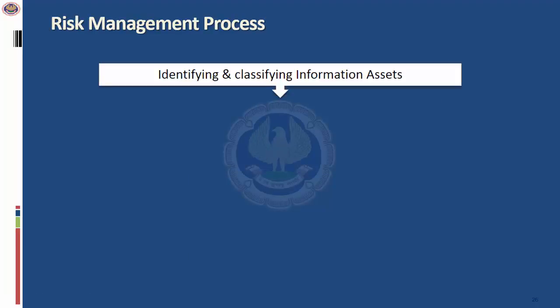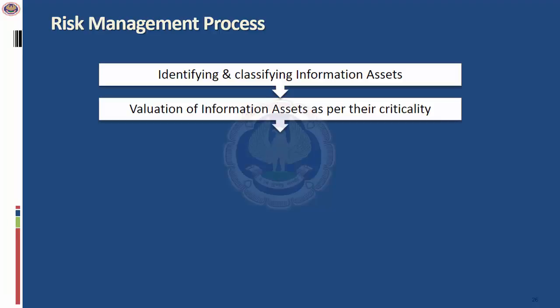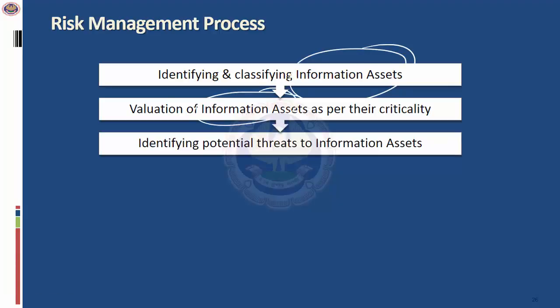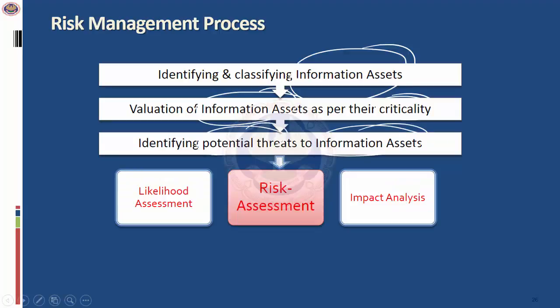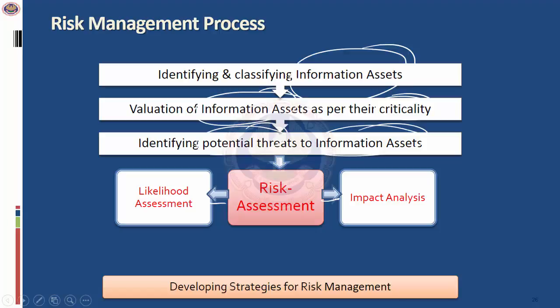Let's understand the risk management process. If you remember, we had seen this earlier. Identify and classify the information assets. Value the information assets based on the criticality. Identify the potential threats to the information assets. Based on this, you do a risk assessment. What are the key factors to be considered in risk assessment? You look at the impact analysis. You also look at the likelihood assessment. And based on this, you develop the strategies for risk management.